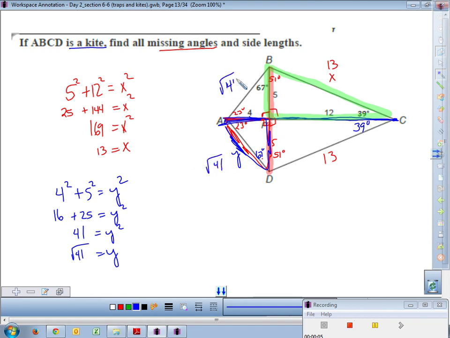So kites, a lot of work on kites. It all boils down to the symmetry lines helped you with finding some angles, and the diagonals are perpendicular, which gives you a bunch of right triangles in the picture.